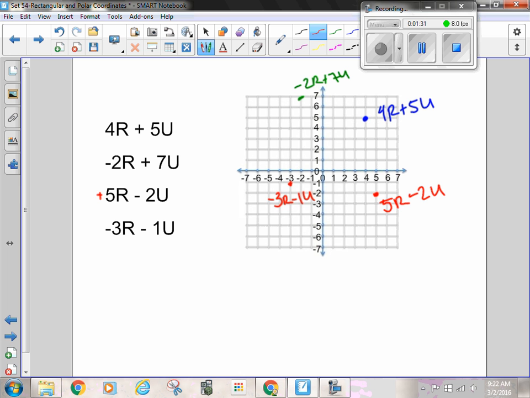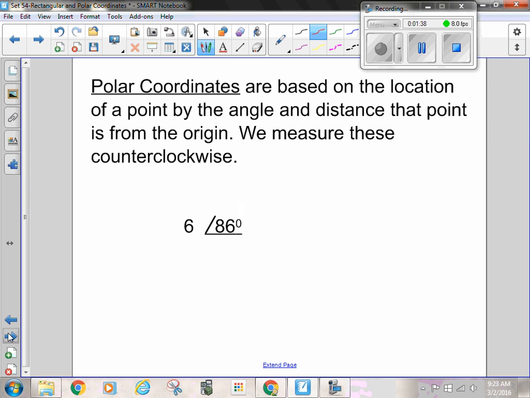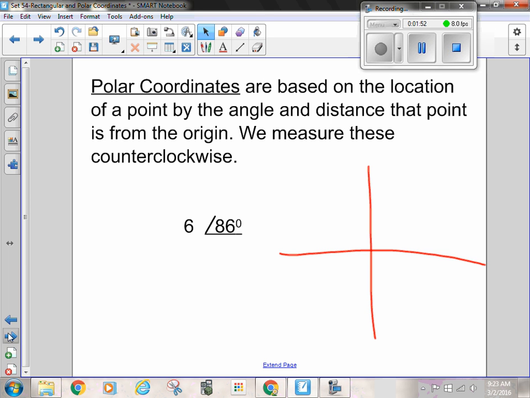So rectangular coordinates are just like our standard Cartesian coordinates that we do right now. Then we have polar coordinates. Polar coordinates are based on the location of a point, and we talk about it by the angle and distance of that point from the origin, and we go counterclockwise. So here, if I have my x, y, and I have 6 as my length and 86 degrees. So remember, here's 90 degrees, this is going to be 180 degrees, 270 degrees, and over here is going to be 0 or 360 degrees.